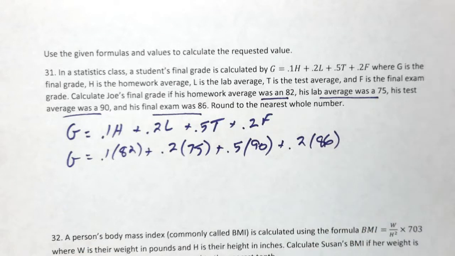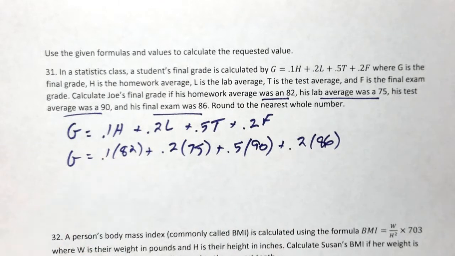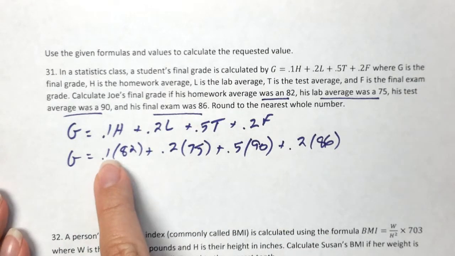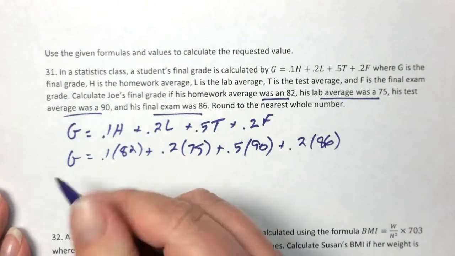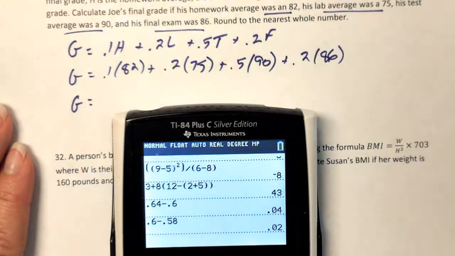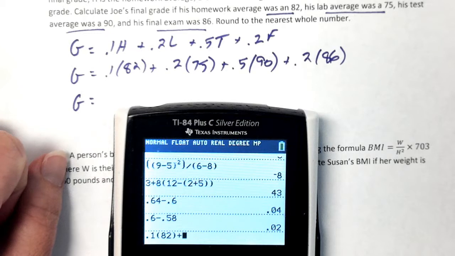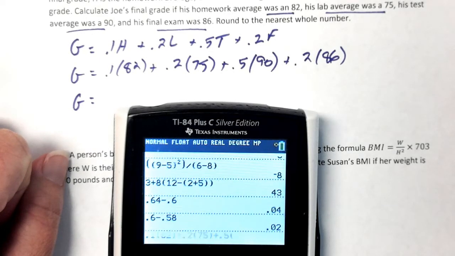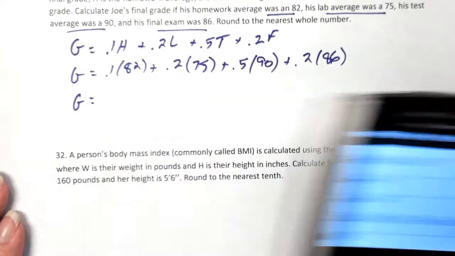Now, remember me saying on that other video that every time I plug a number in, I like to put parentheses around it, just as a reminder that it's 0.1 times 82 and 0.2 times 75 and so on, okay? You can work this out by hand if you want, number crunching, but we have a calculator. So you can just plug those numbers in just like we wrote down. Okay? And I got 85.4.